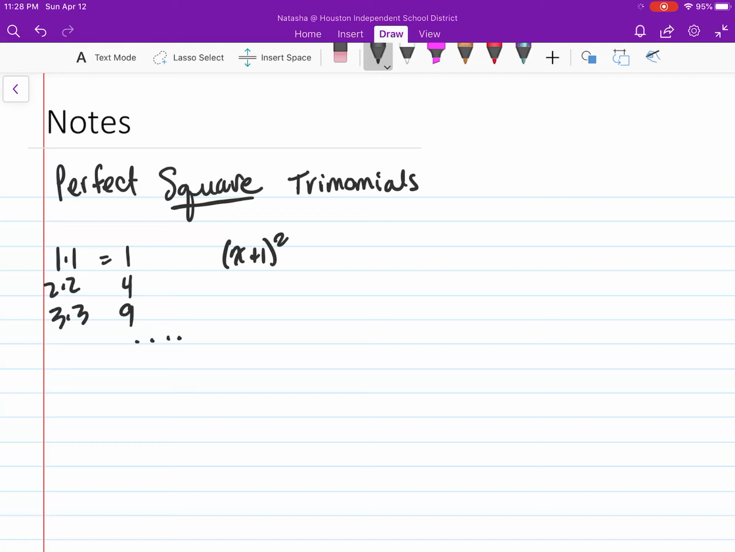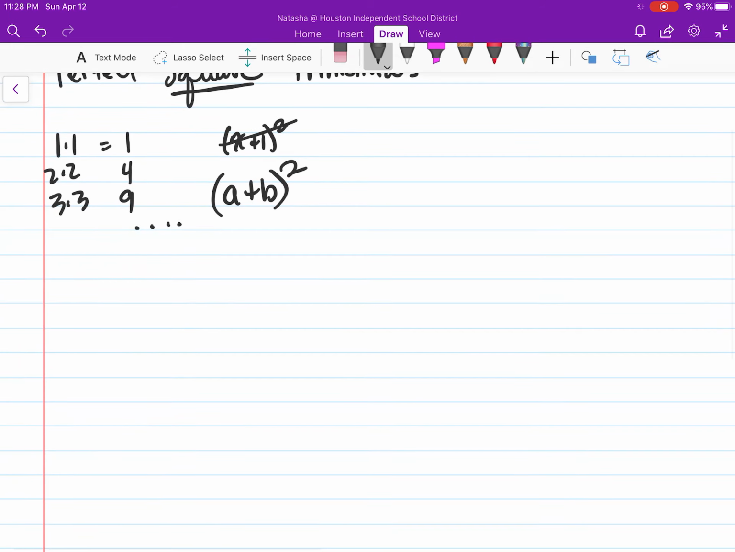Now, remind you, we've also talked about perfect square binomials. So if I gave you x plus 1, and that's squared, that's a perfect square binomial. Okay, well, how do I know that it's a perfect square trinomial? Well, the way that we can identify perfect square trinomials is, let's say I have just a general perfect square binomial, so a plus b, and we're going to square that.